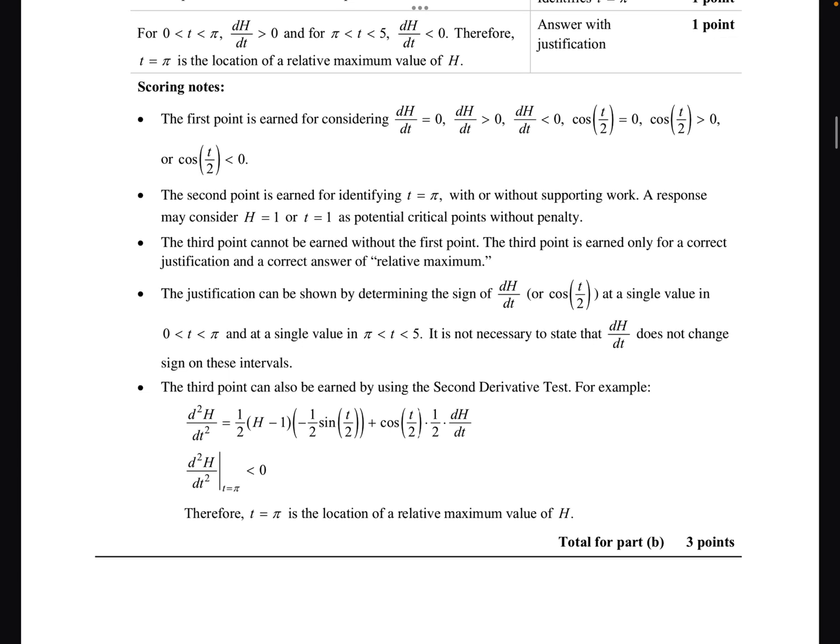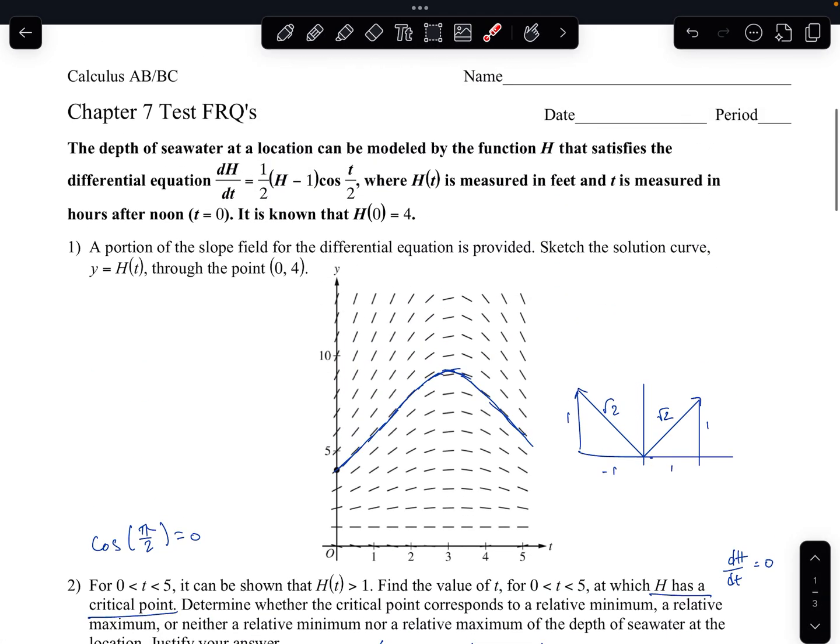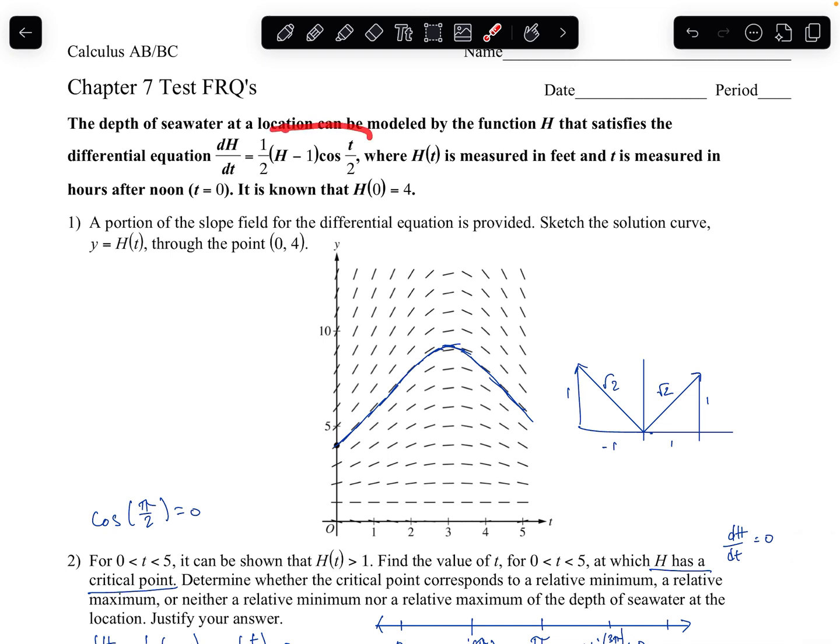The third point can also be earned by using the second derivative test. I think the second derivative test would be a little bit more difficult because you'd have to take the second derivative of this right here, which if you do that, you'll have to use the product rule and implicit differentiation. And not only that, but after you use implicit differentiation, let me give you guys an example of what that would look like. So using the product rule, you'd have to do the first, so this is the h double prime, the first, which is going to be... no, yeah, is there an easier way? No, I don't think so.